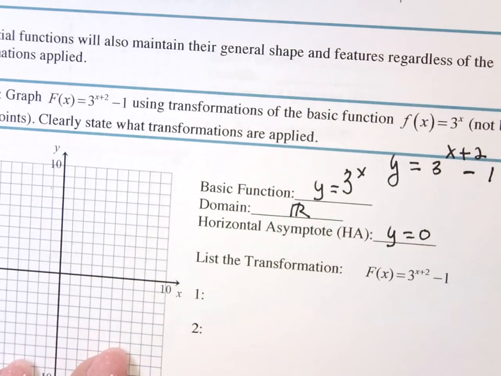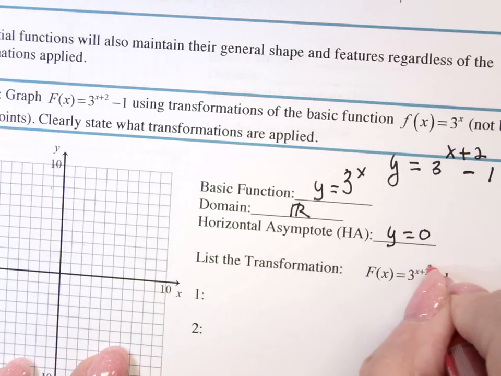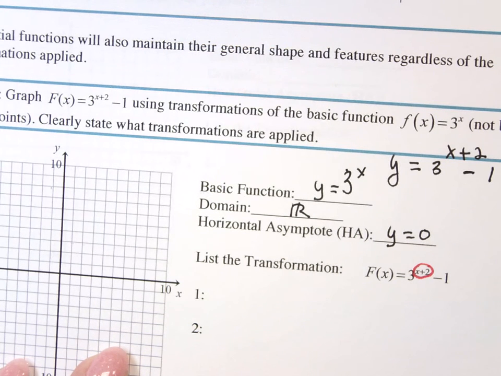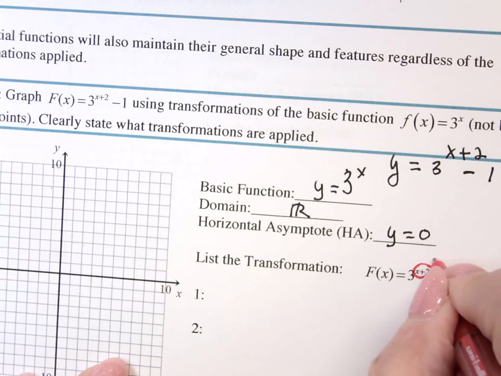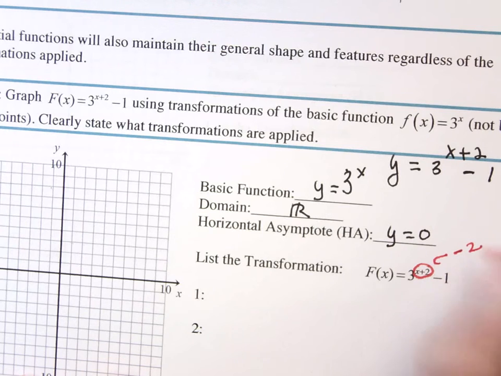So if I take a look at this particular function, if I want to list the transformation, this is an x plus 2. So what happens to this? An x plus 2 does what? Left 2. I'm going to be looking here at a -2, and so it's going to be left 2. And then here's a -1 hanging off the edge, and a -1 hanging off the edge says what? Down 1.